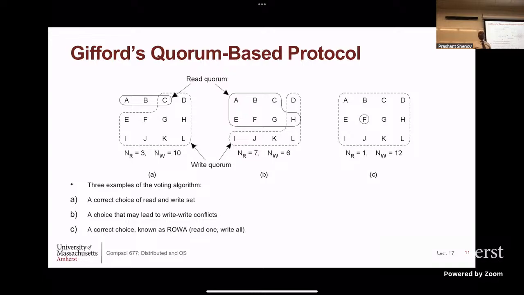It can pick those 10 servers any way it wants. So it is going to send those 10 writes. It's going to wait for the response. When all the 10 writes return, it will tell the client the write is done. The read works the same way.